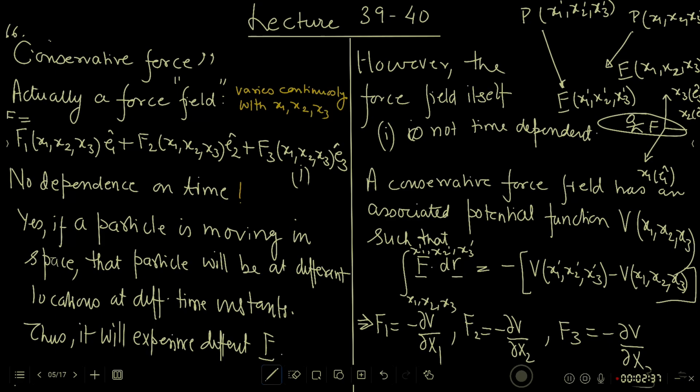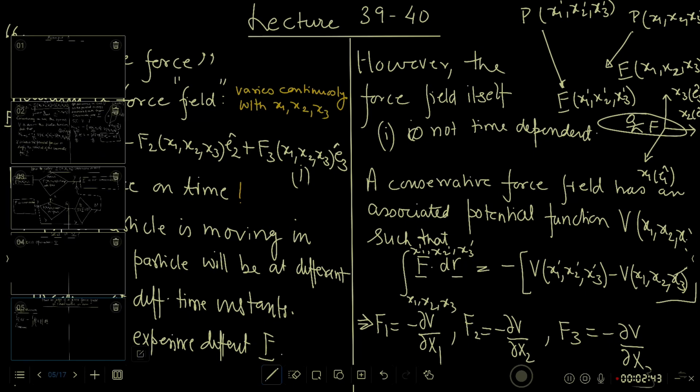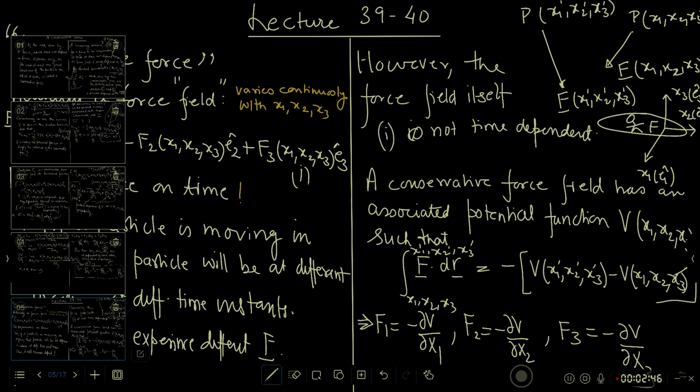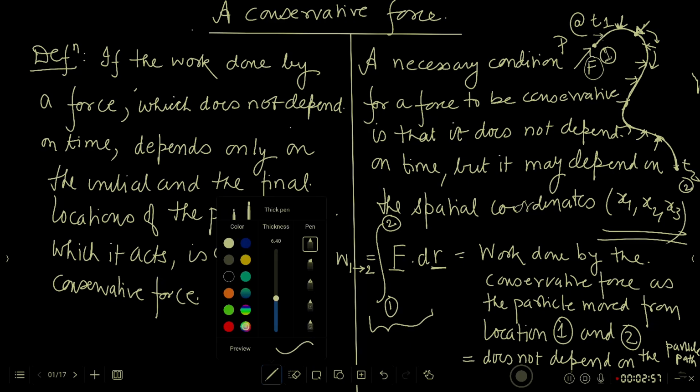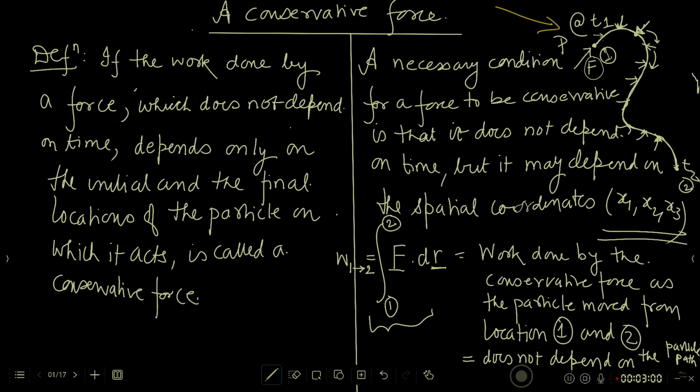Yesterday I was saying that a conservative force is such that the work done by that force does not depend on the path taken by the particle on which the force is acting. If you pay attention to this side of the screen, I was trying to show that there exists a conservative force F in the background and a particle is following this path. At time t1 it was here, at time t2 it is here.